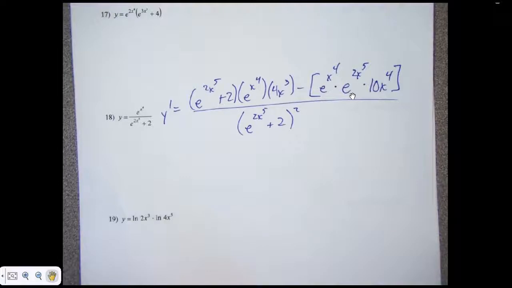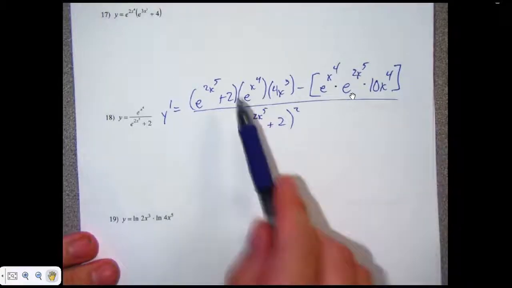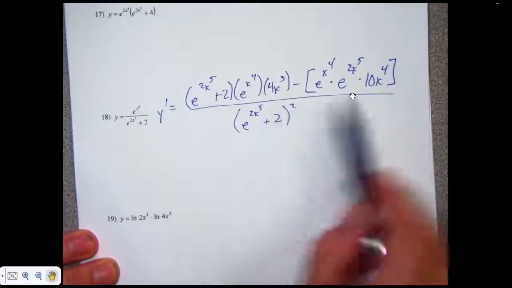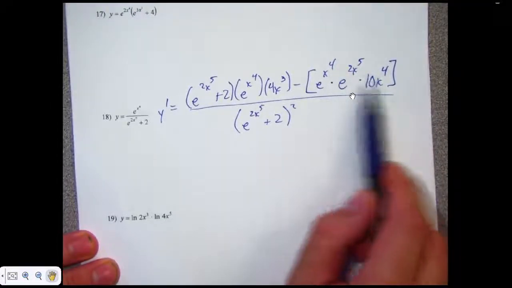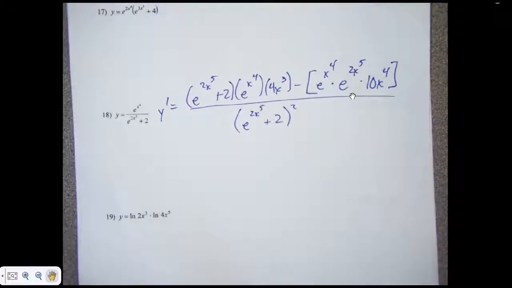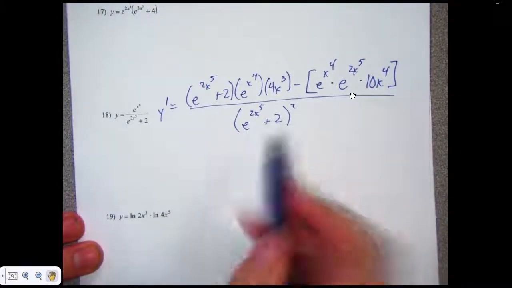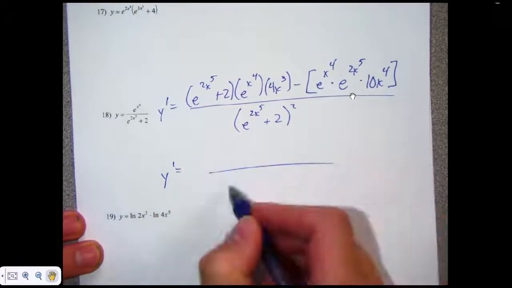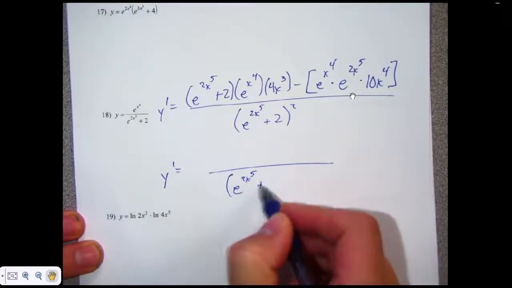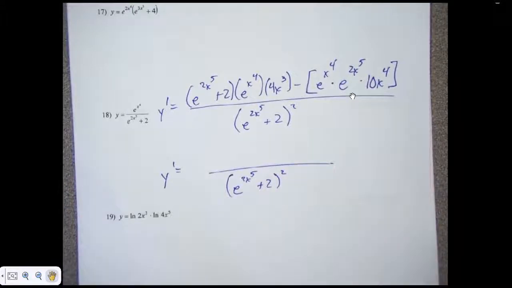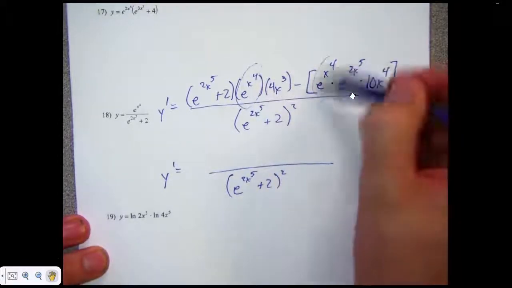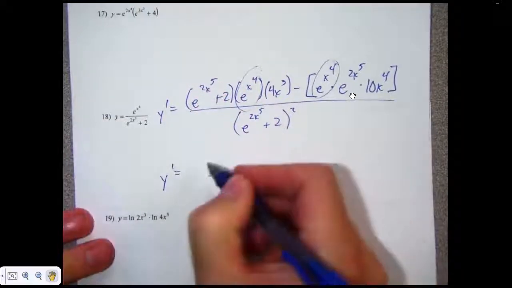Can I cancel out an e to the 2x to the 5th plus 2? I cannot, because I have 3 terms. I've got one here, and one there, and I don't have that e to the 2x to the 5th plus 2 in this term. So it's got to be in every single term if you're going to cancel. So I'm just going to leave that on the bottom as a squared. So we're just going to work with the top. And then this is pulling out those chunks again. So I have e to the x to the 4th as a common chunk in both of these two terms. So I'm going to take that out in front.